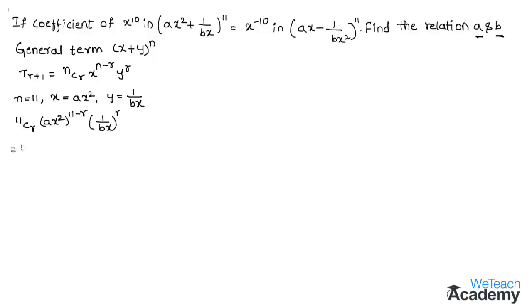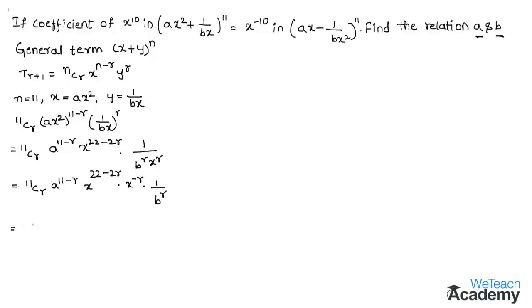So we can write this as 11Cr into a power 11 minus r into, by multiplying x square with 11 minus r, we get x power 22 minus 2r into 1 by b power r into x power r. So this would come as 11Cr into a power 11 minus r into x power 22 minus 2r, and we can write 1 by x power r as x power minus r into 1 by b power r.